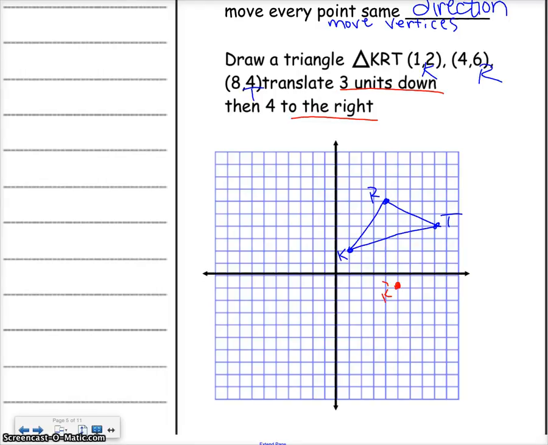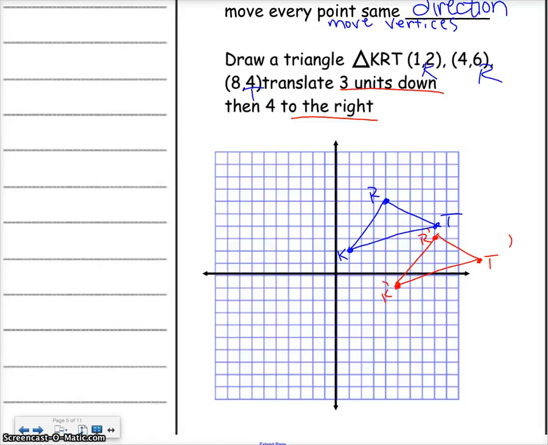R, 3 down, 4 to the right. 1, 2, 3, 1, 2, 3, and 4. I call this R prime. And then T, 3 down, 1, 2, 3, 4 to the right. Oopsie, that's my bad. T prime. Connect it, and that is my new translated image, right?